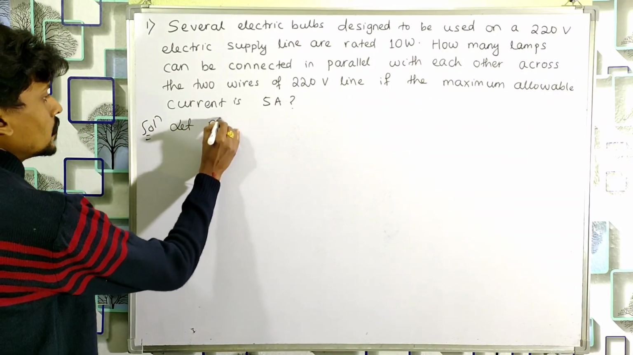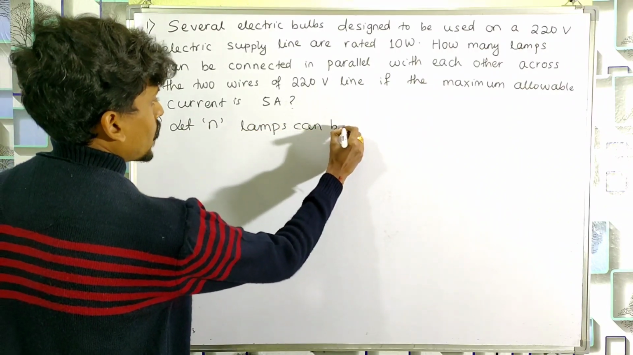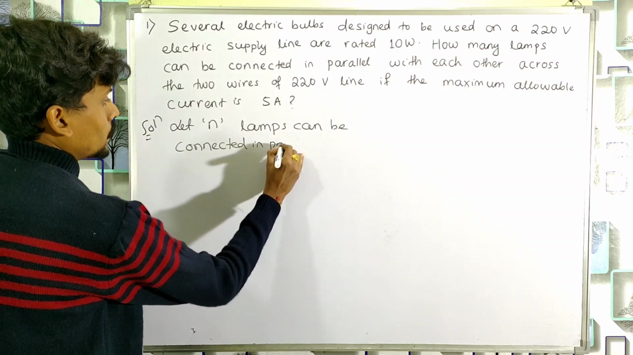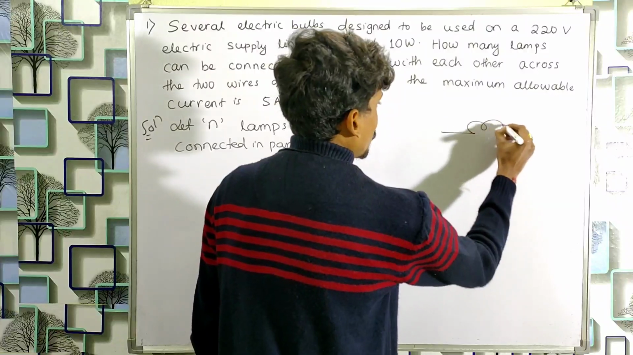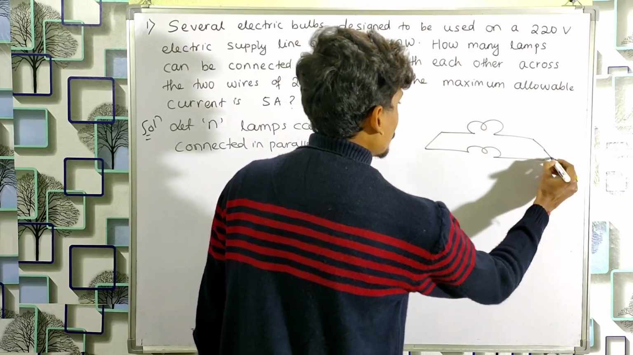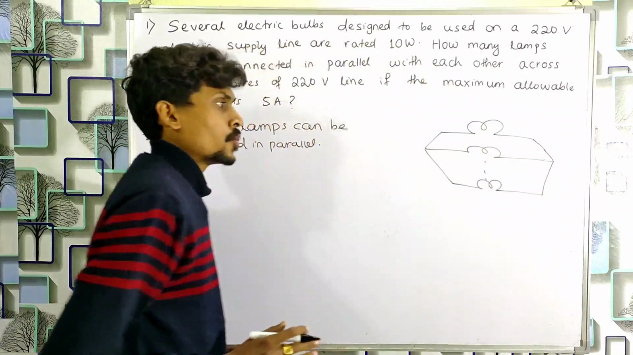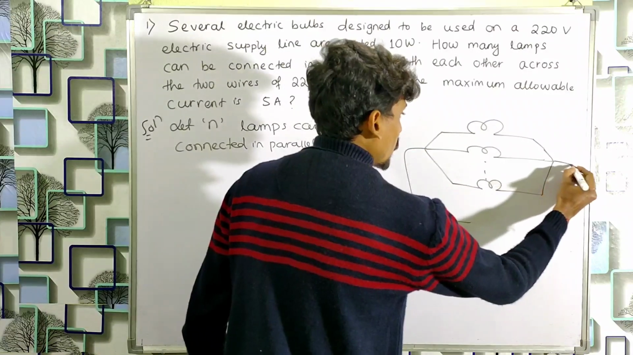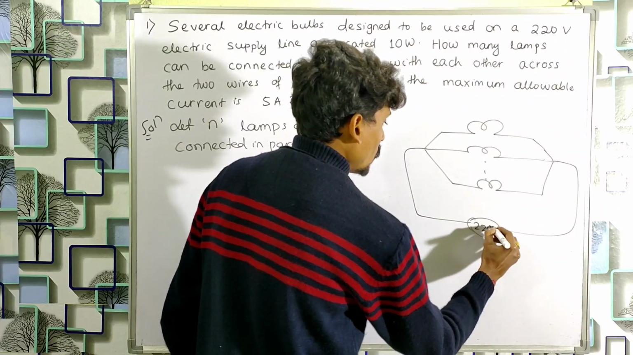Let n lamps be connected in parallel. So let me draw the diagram first. This is the first lamp, then we have a second lamp. This is the second lamp, like this, and suppose this is the nth lamp. Suppose we connect n lamps in parallel, and all these lamps are in parallel and they are connected to a 220 volt supply.